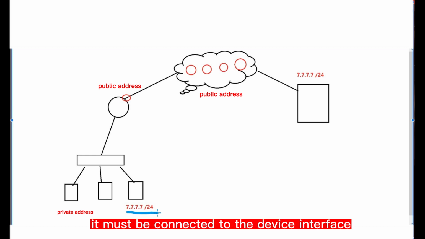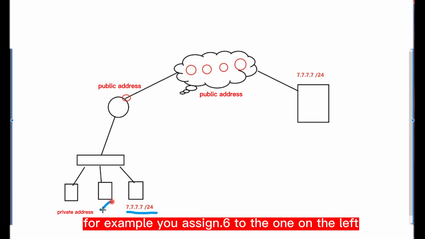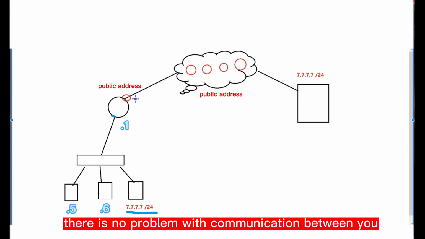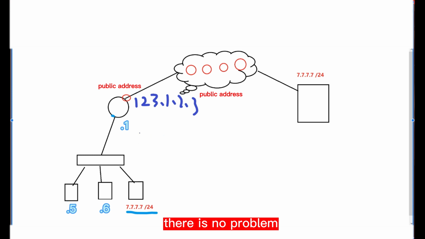It must be connected to the device interface. Second, for example, you assign 7.7.7.6 to the one on the left, this is 7.7.7.5, and this gateway is 7.7.7.1. There is no problem with communication between you. If the current public address is 123.11.2.3, there is no problem.